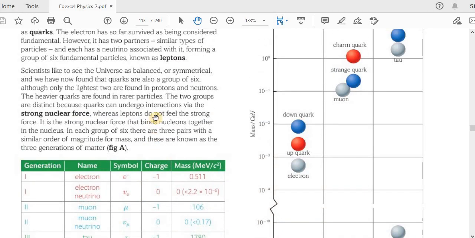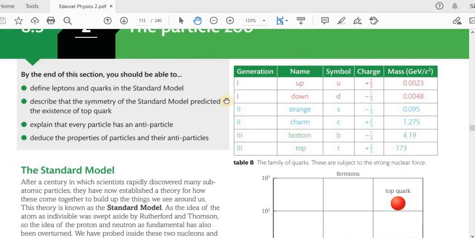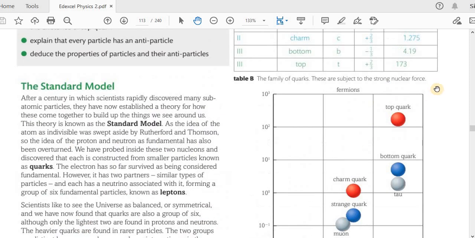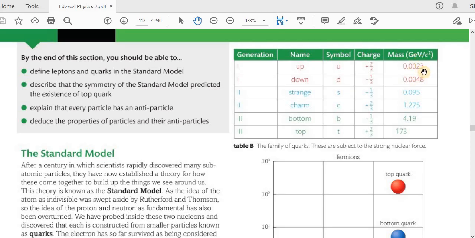Scientists like to see the universe as balanced or symmetrical, and we have now found that quarks are also a group of 6, although only the lightest 2 are found in protons and neutrons. So you can see the 6 flavors of quarks here. Now again, remember, what is this? Mass. And you can see this mass and this mass are the smallest out of all these masses.